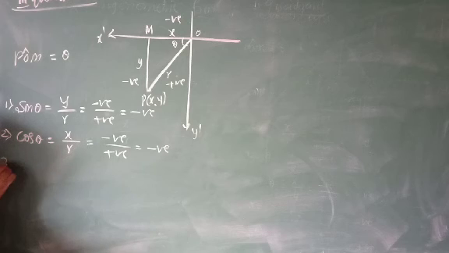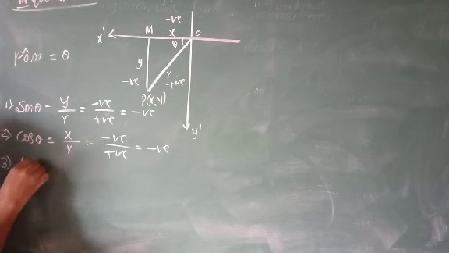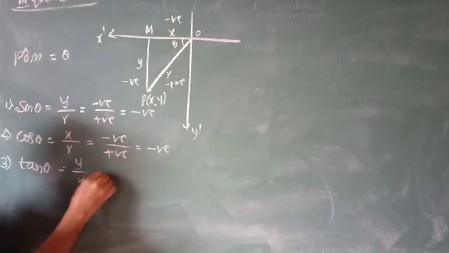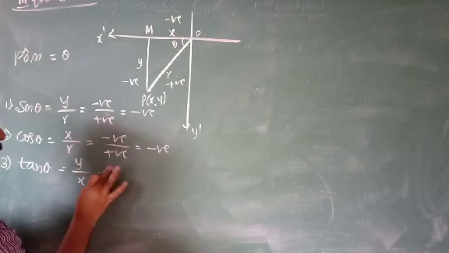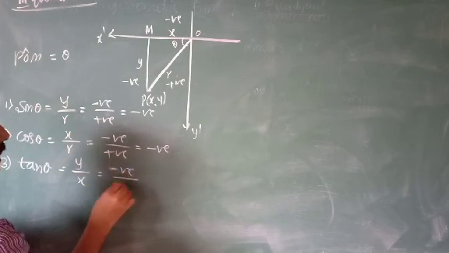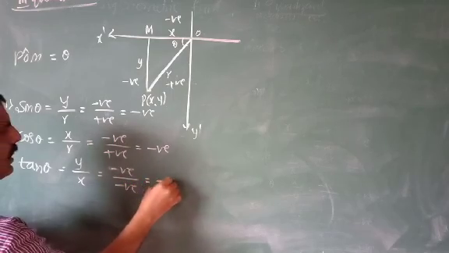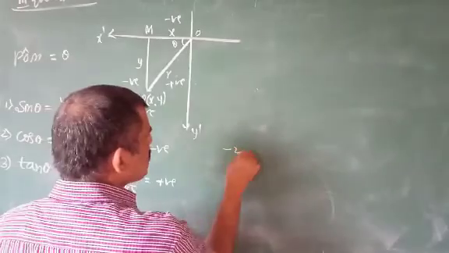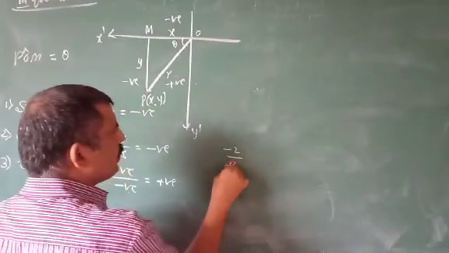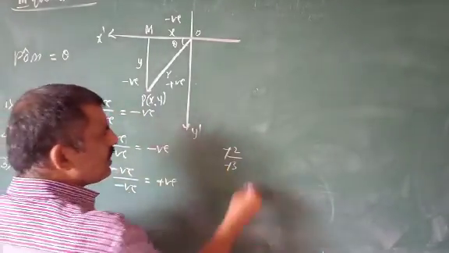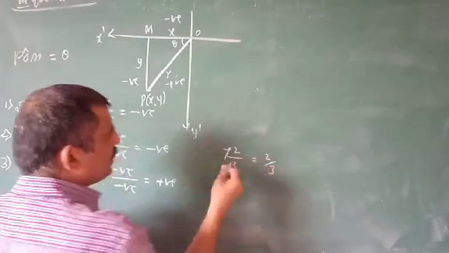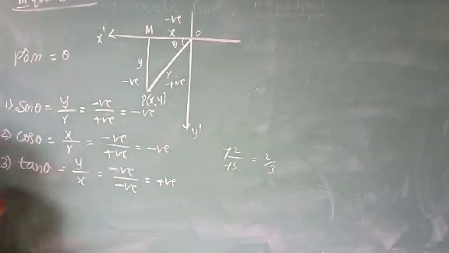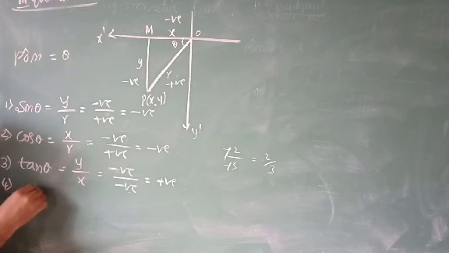The third one is tan theta, which is y divided by x. Y is negative and x is negative, so negative divided by negative is positive. For example, -2 divided by -3, the minus signs cancel, giving 2/3, which is also positive. The fourth one is cot theta, which is x divided by y. X is negative and y is negative, so negative divided by negative is positive.